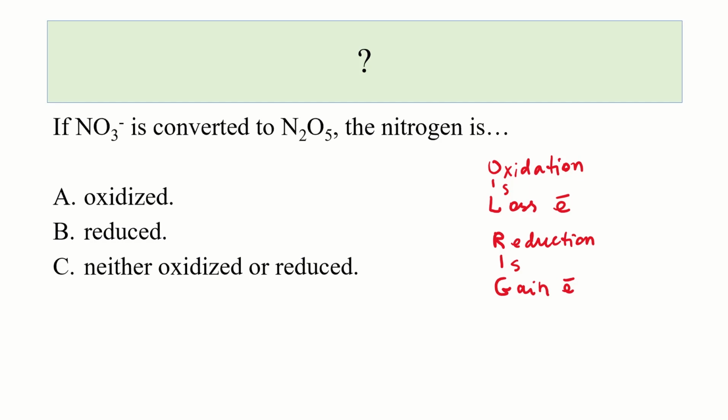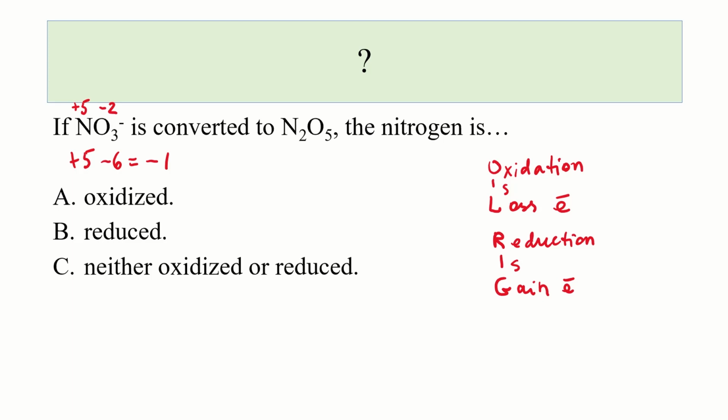Let's assign the oxidation states for all atoms. Nitrate is a negatively charged anion. Oxygen has oxidation state -2, so that's -6 for 3 oxygens. Overall oxidation state is -1, which means that nitrogen needs oxidation state +5. +5 minus 6 equals -1.